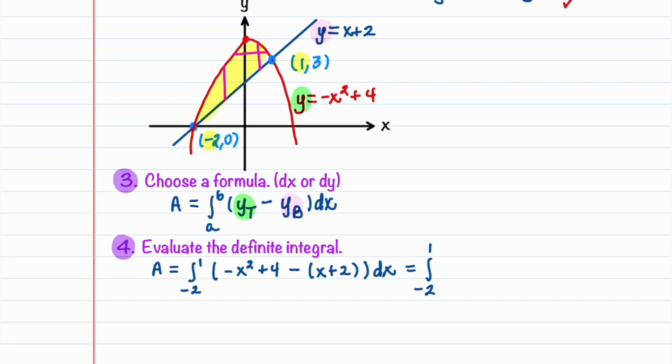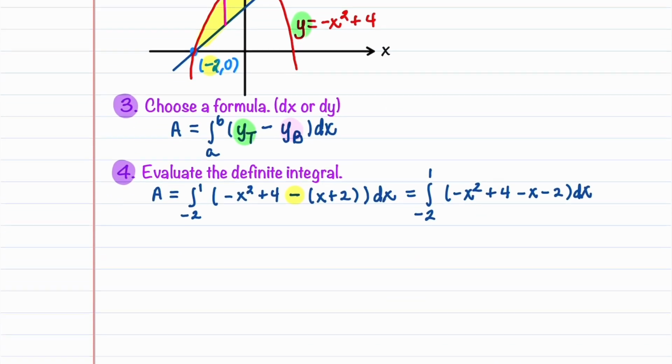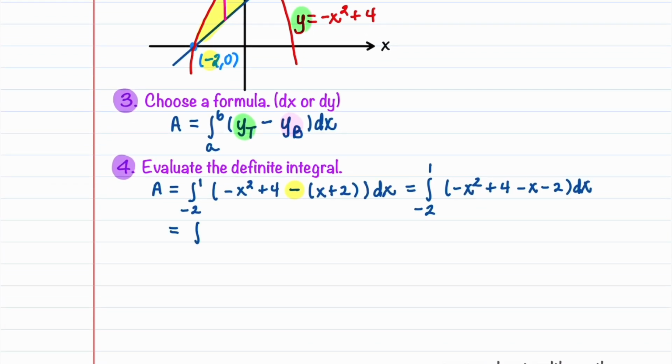Minus 2 to 1. We have minus x squared plus 4, and then we're going to be subtracting both x and 2. I think that's the biggest mistake I see students make, is to not carry that minus sign through to both terms. This gives us a minus x minus 2 dx. And this gives us the integral from minus 2 to 1 of minus x squared minus x plus 2 dx.